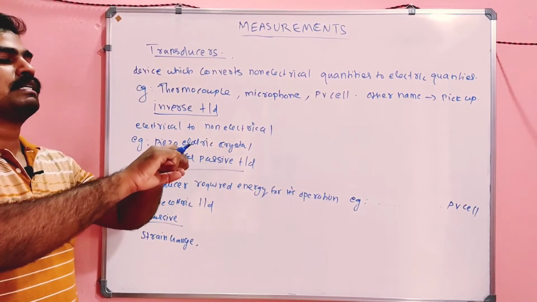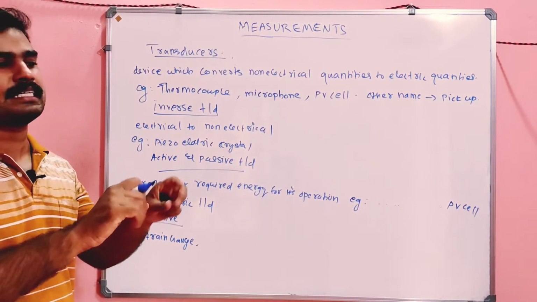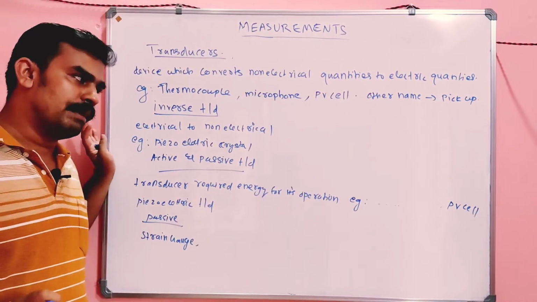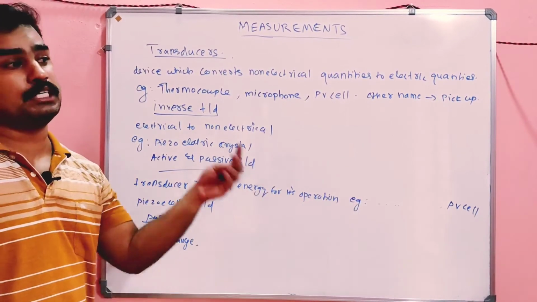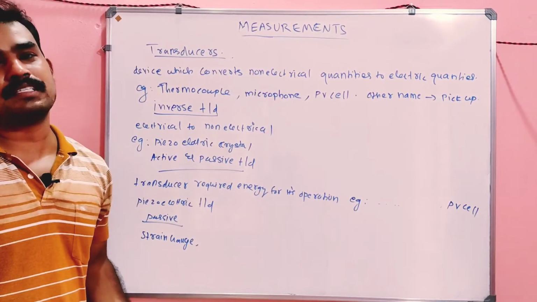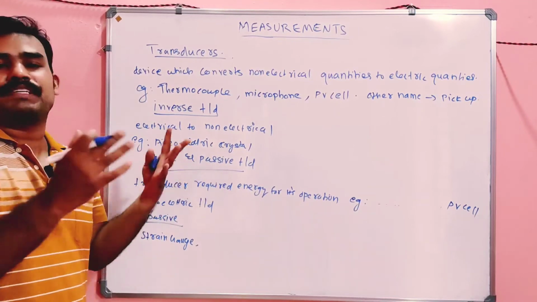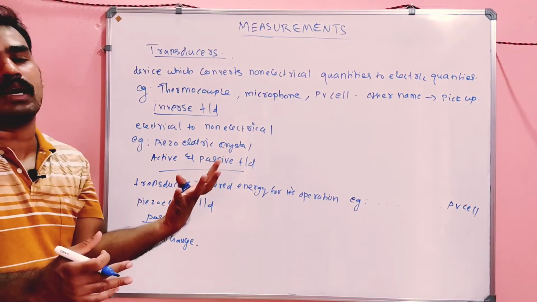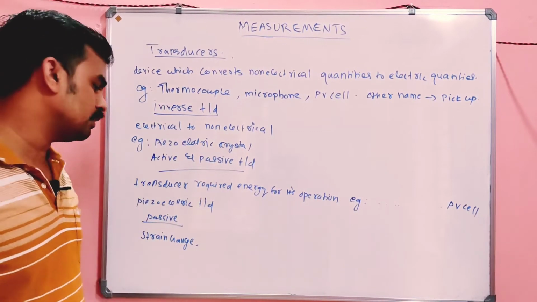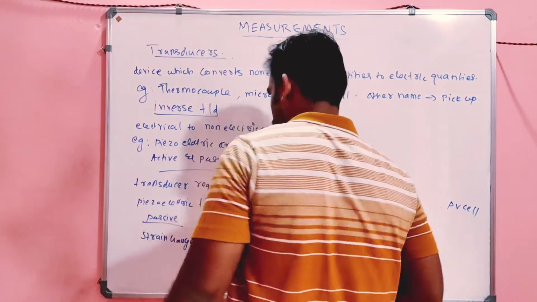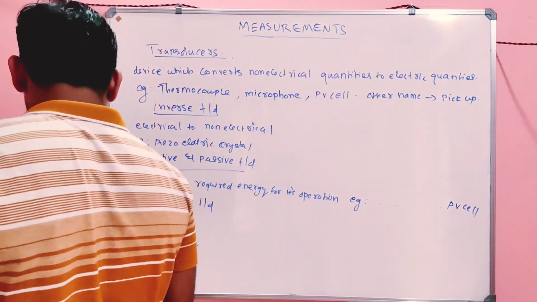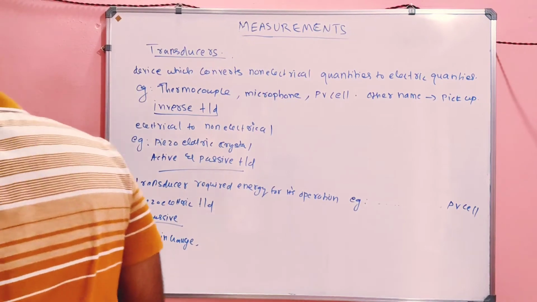Simply we have to elongate or compress the strain gauge, and its resistance will vary. If something is connected to it, then using that we can measure the resistance. But a bare strain gauge doesn't require any energy. Okay, really sorry. It is actually in the passive category, the passive strain gauge.